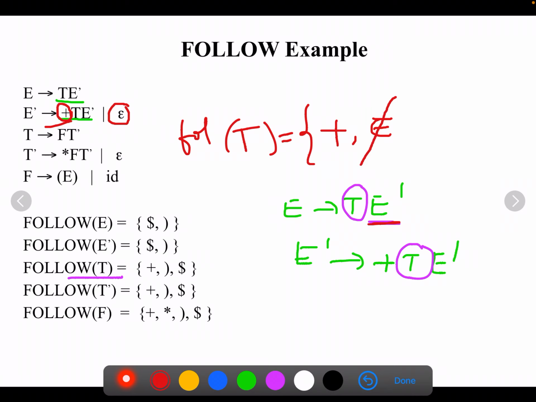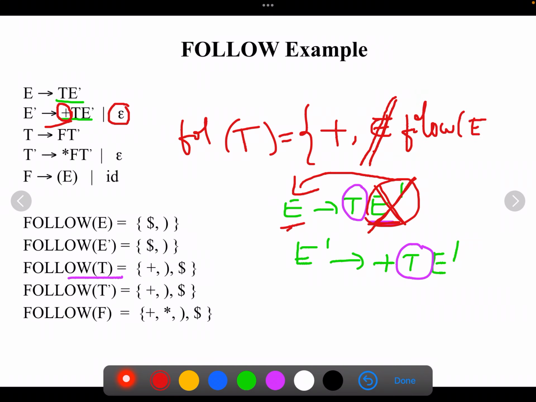Okay, when this becomes epsilon, what is going to happen? As per our earlier explanation, epsilon means nothing is there here. If nothing is there, you have to take follow of E also. So therefore remove this and include follow of E as per the algorithm. So when you include follow of E, the answer becomes plus. What is follow of E? Already we have computed, dollar and closing parenthesis, write all of them together. So that becomes your answer.